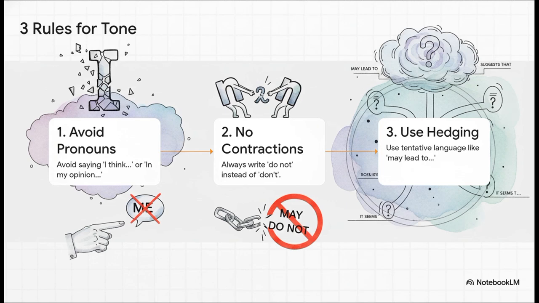That's it. First, keep yourself out of it. No personal pronouns like I or me. Second, no shortcuts, which means no contractions like don't or can't. And third, don't be too absolute. You're going to use something called hedging language. Let's break them down real quick.